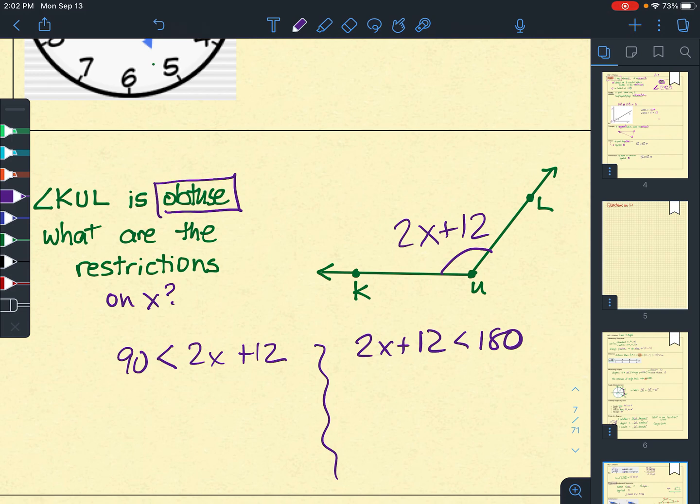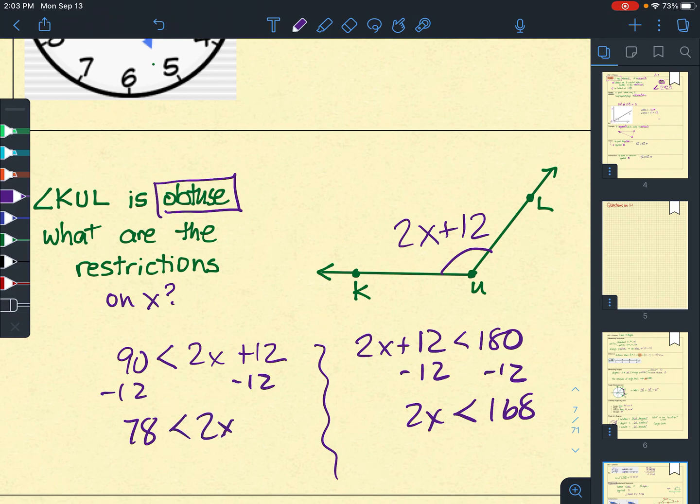Oh, some algebra just crept into the room. Can we solve these two inequalities? Can we get x by itself? Do you remember? Subtract 12. 168. Subtract 12. 78. How do I get rid of the 2? So x has to be less than 84, and here x has to be bigger than 39. All right? So what are the restrictions on x? x must be less than 84 and greater than 39. Okay. That was the easier of the two problems.